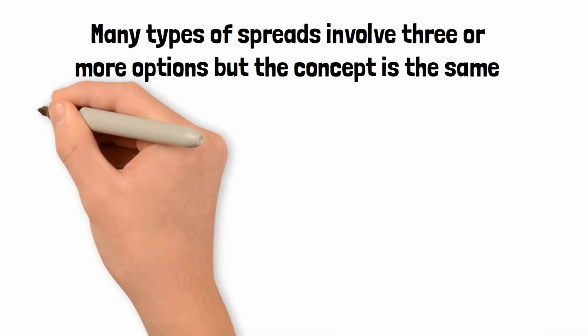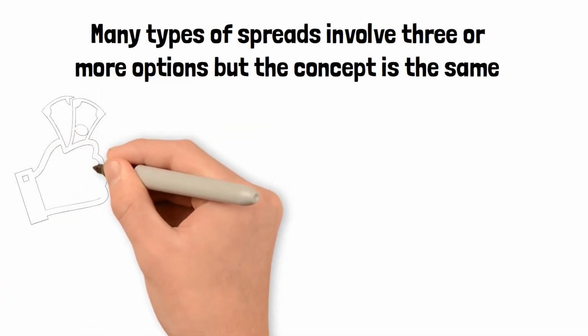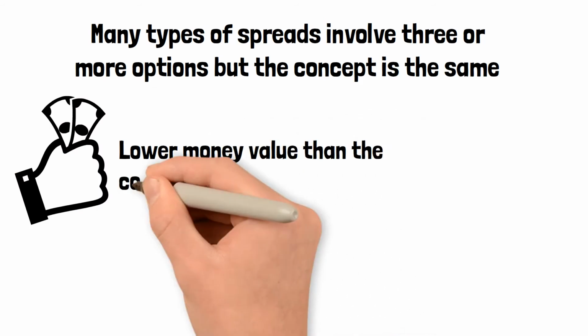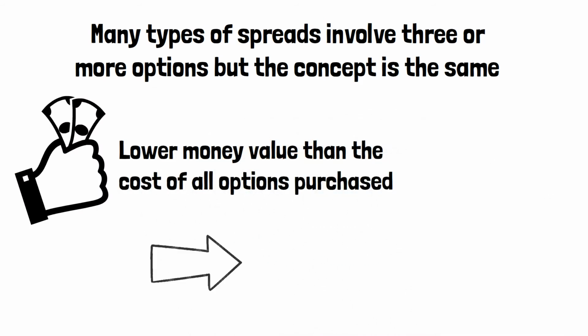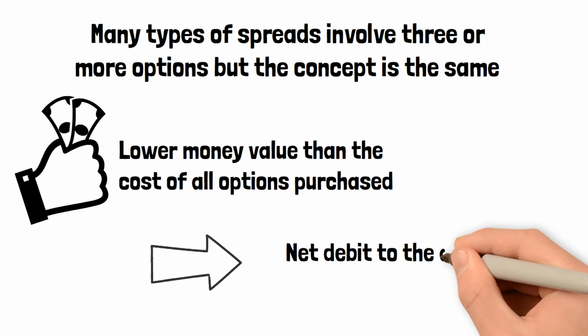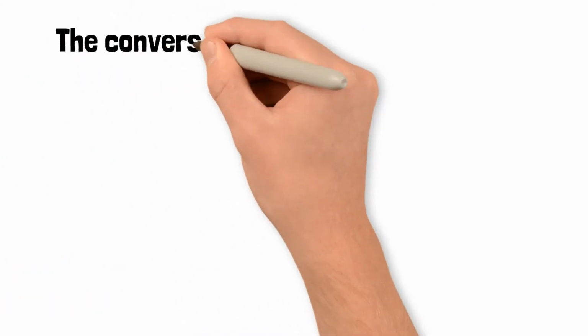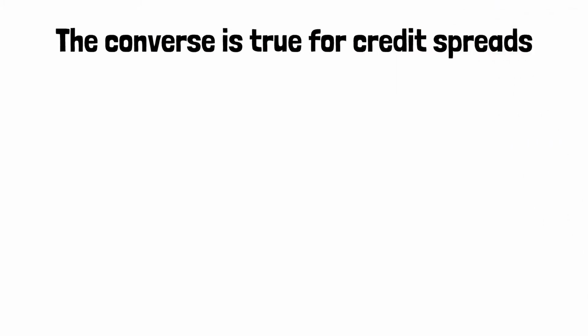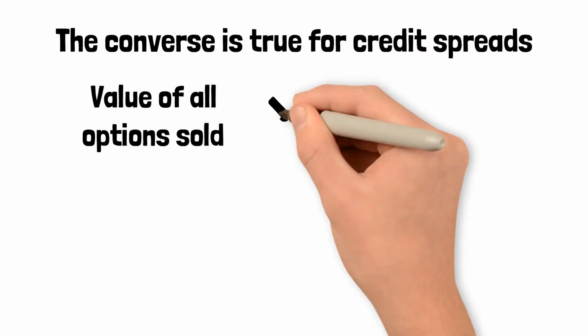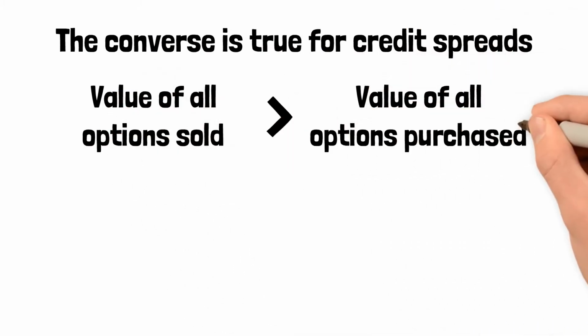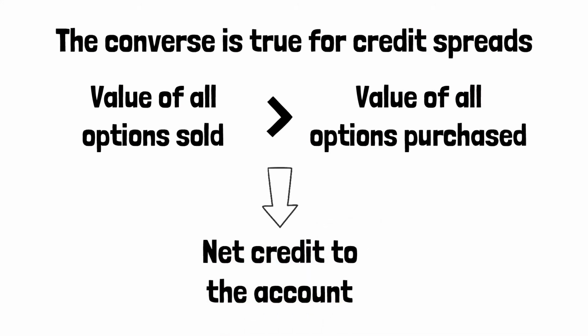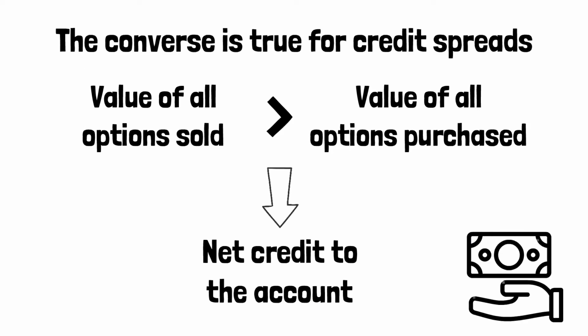If the income collected from all options sold results in a lower money value than the cost of all options purchased, the result is a net debit to the account, hence the name debit spread. The converse is true for credit spreads. Here, the value of all options sold is greater than the value of all options purchased, so the result is a net credit to the account. In a sense, the market pays you to put on the trade.